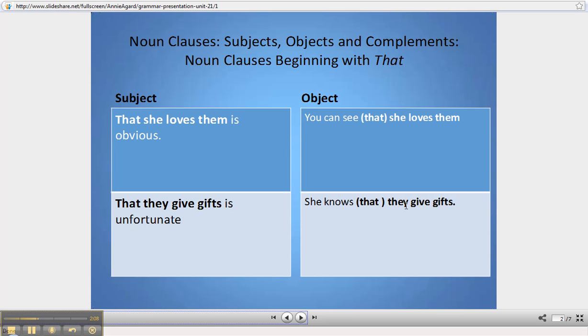The reason you see that in parentheses here is that it's optional. You can see that she loves them, or you can see she loves them. Down here you can say she knows that they give gifts, or she knows they give gifts. Both are correct.